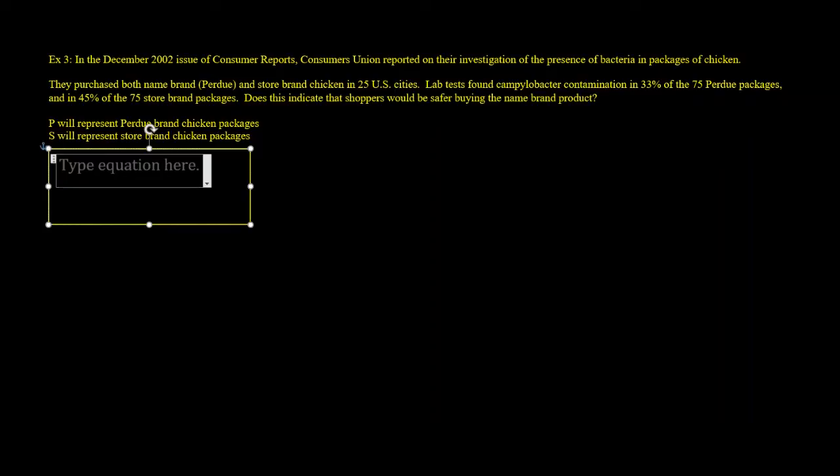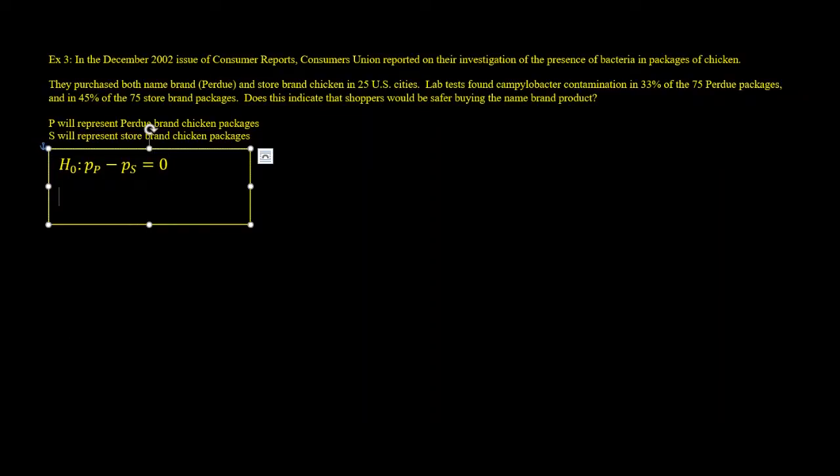So our null hypothesis will be that the proportion of Perdue minus the proportion of the store brand equals 0. So P sub P minus P sub S equals 0. Again, we're saying there's no difference. And generally, that's what you should have in a two sample, is it equals 0 for the null.